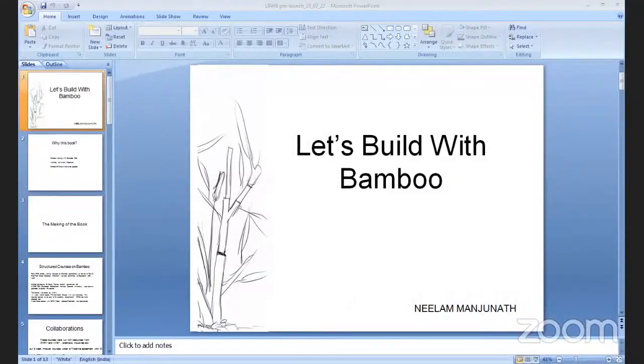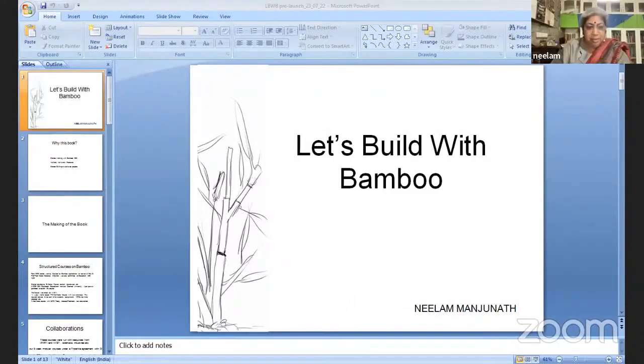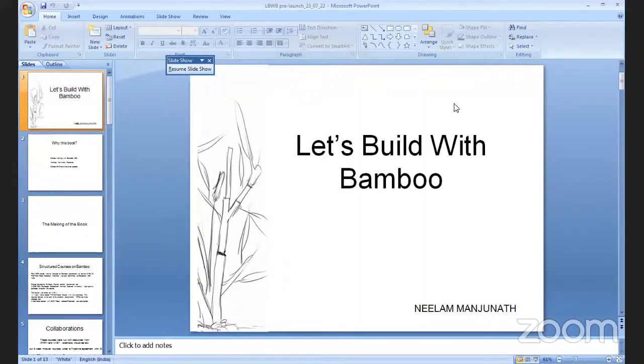So this is the name of the book. We thought of several kinds of names for the book, but I always kept feeling that I really want to take everyone together. When I'm talking about building with bamboo, bamboo is a very symbiotic kind of material where you need other people to work with you. It's like the way life is symbiotic, depending on one another. And the same thing applies when you're working with bamboo.